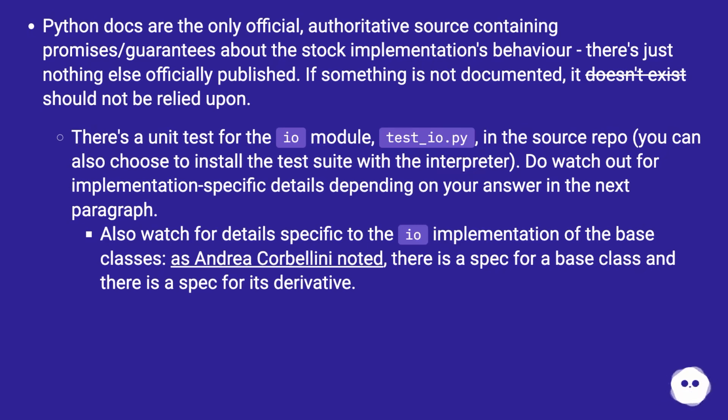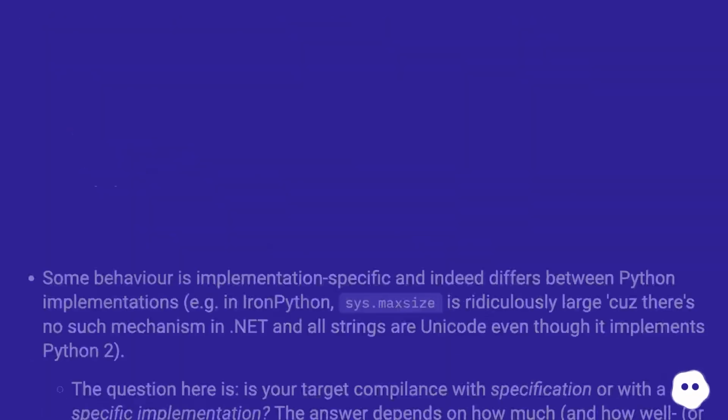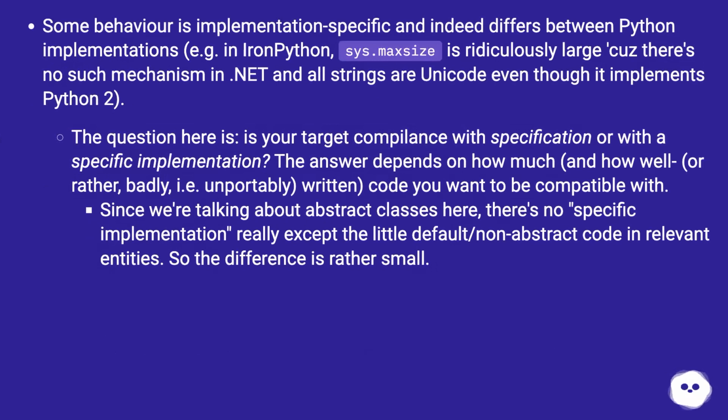Do watch out for implementation-specific details, depending on your answer in the next paragraph. Also watch for details specific to the IO implementation of the base classes. As Andrea Corbellini noted, there is a spec for a base class and there is a spec for its derivative. Some behavior is implementation specific and indeed differs between Python implementations. For example, in IronPython, sys.maxsize is ridiculously large because there's no such mechanism in .NET, and all strings are Unicode even though it implements Python 2.